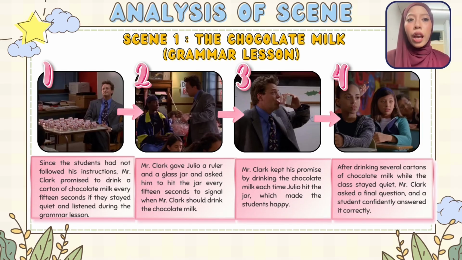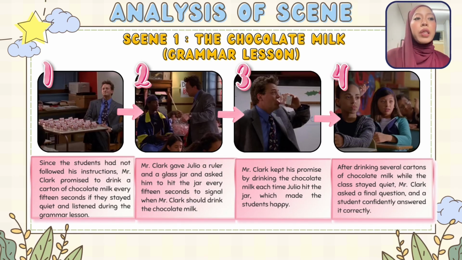Since the students had not followed his instructions, Mr. Clark promised to drink a carton of chocolate milk every 15 seconds if they stayed quiet and listened during the grammar lesson. Also, Mr. Clark gave Julio a ruler and a glass jar and asked him to hit the jar every 15 seconds to signal when Mr. Clark should drink the chocolate milk.